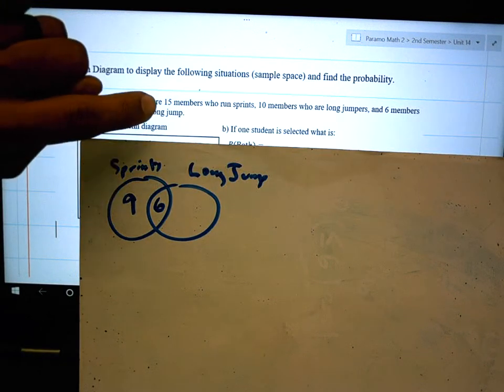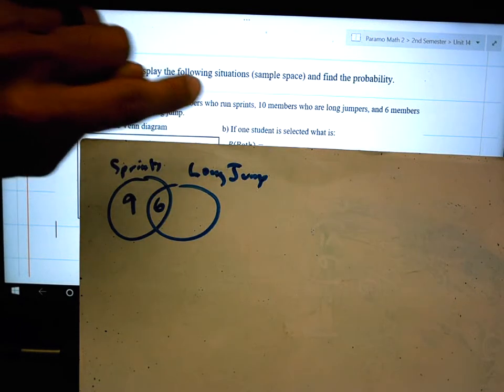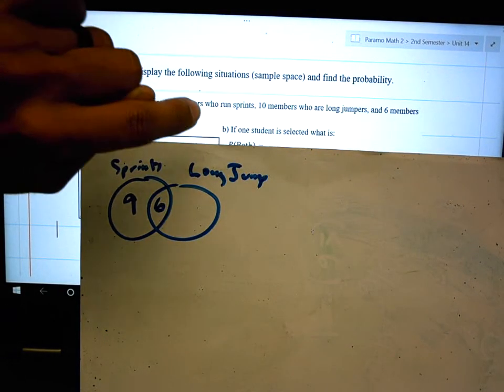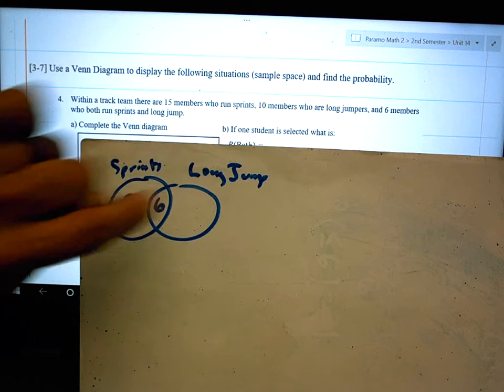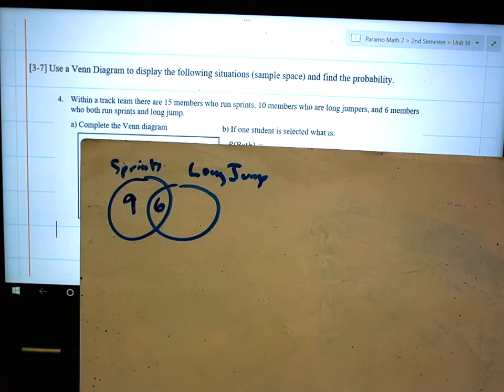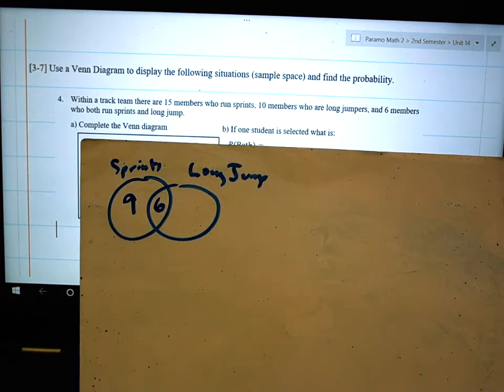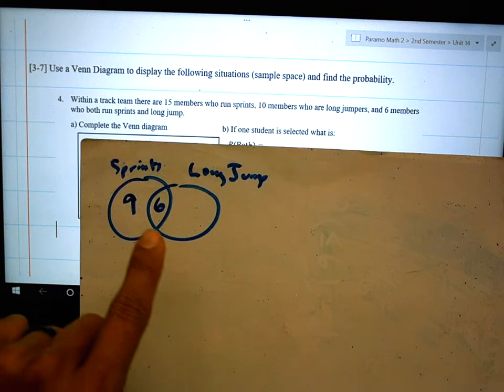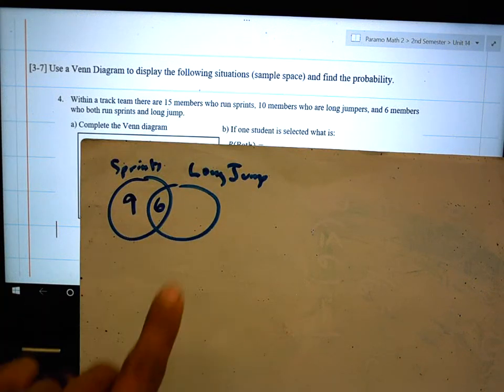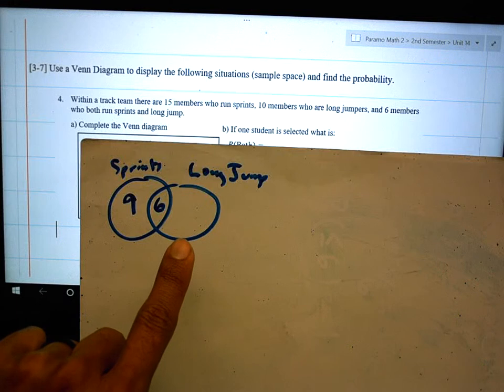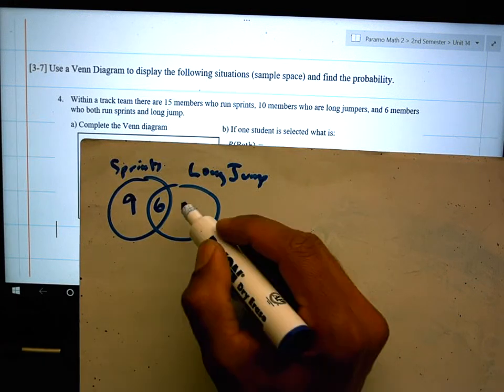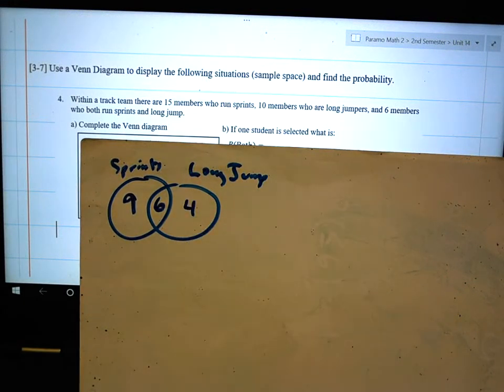Don't get confused by that number. This isn't 15 who sprint only. It doesn't say they only sprint. It says that they sprint, including the ones who also possibly do long jump. That is why you subtract a little bit. Same thing with the 10 members who are long jumpers. If there's 10 members, that's a combined total of the both and the only. Do you know how many only long jump? If you said 4, you are correct.